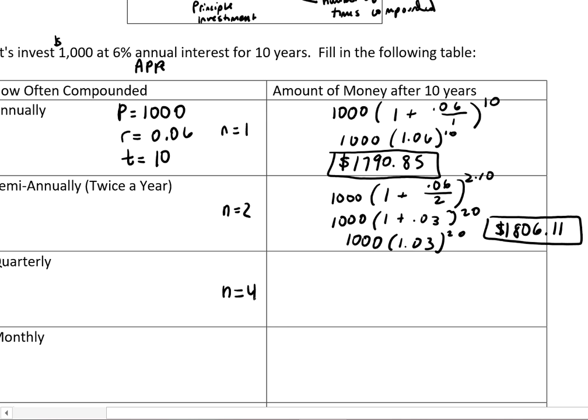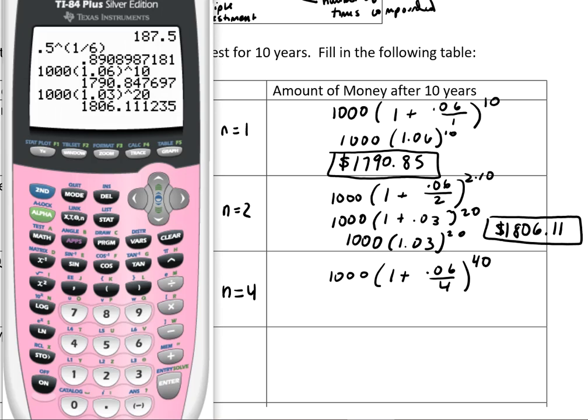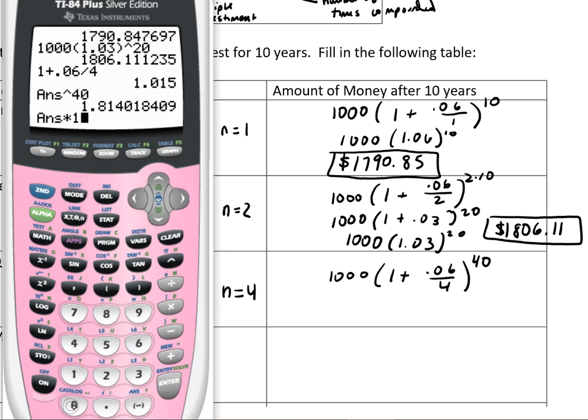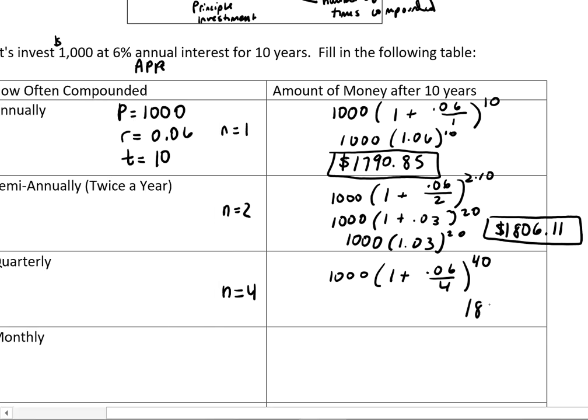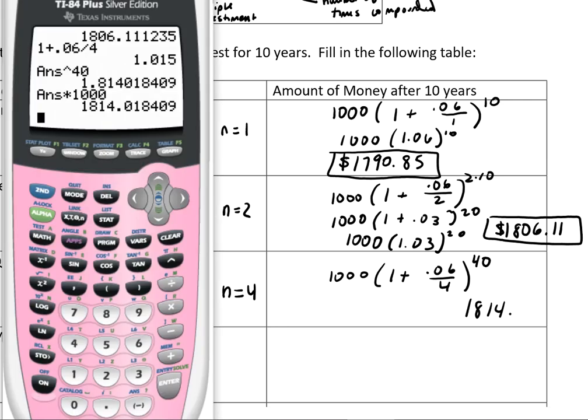So now quarterly, I'll make my N 4. I could also do this in a couple steps and do 0.06 over 4 if I didn't want to do it in one line like that. And then raise that to the 40th and then multiply by 1,000. Oops, extra one. So $1,814.02.